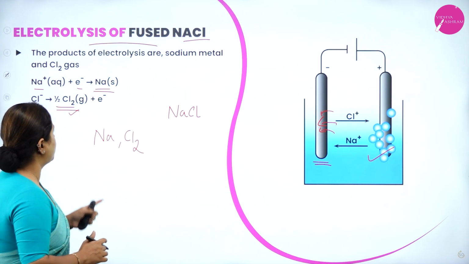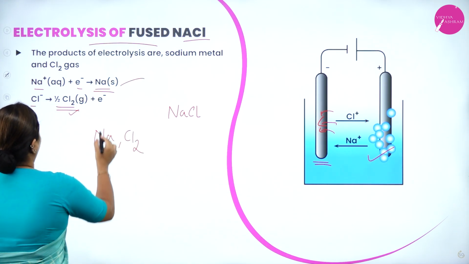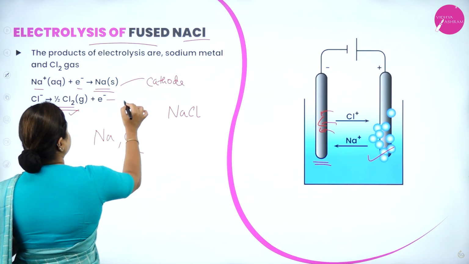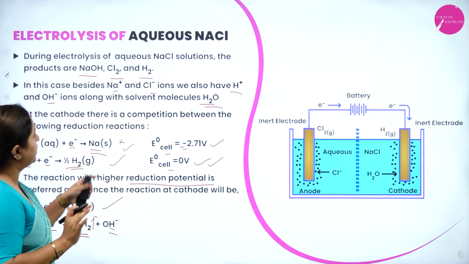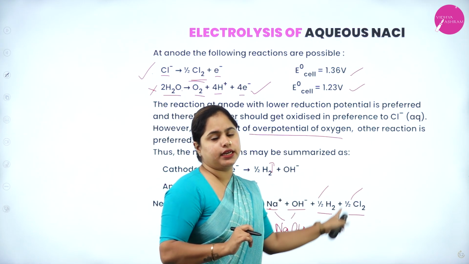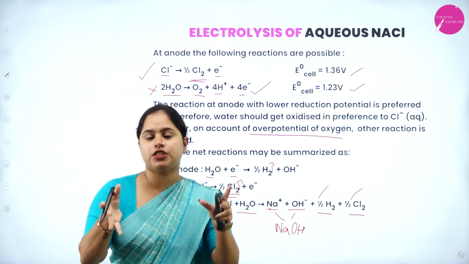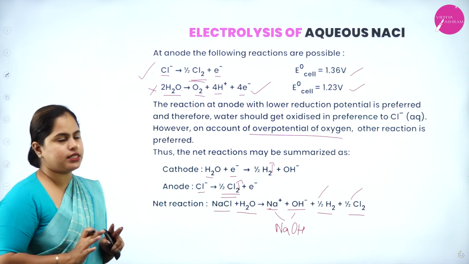In fused sodium chloride, you will have just the sodium metal deposited at the cathode and chlorine gas liberated at the anode, right? These will be the only products. But coming on to aqueous sodium chloride, you will have sodium hydroxide as well as hydrogen and chlorine gas. So the reason, and how we can select which is the anode reaction and cathode reaction, is clear for you. Yes, I hope it is clear, right?